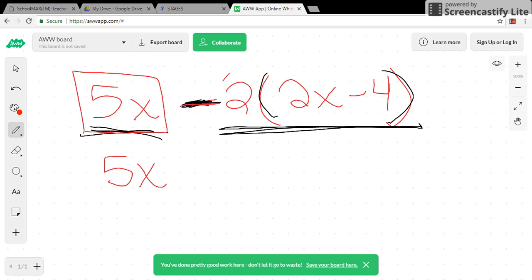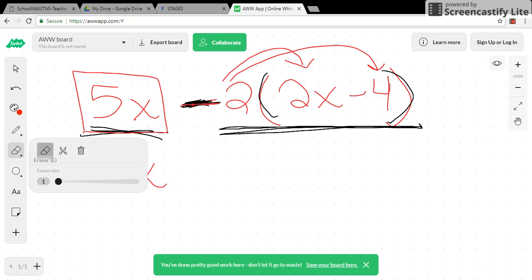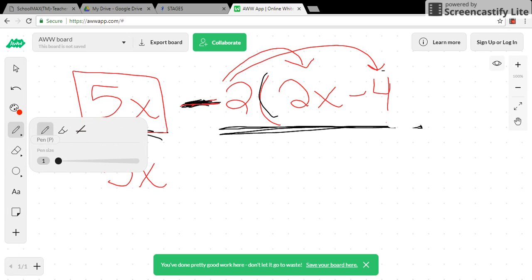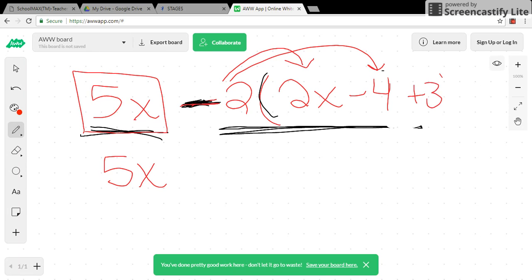And then we need to distribute this minus 2 to everything that's inside the parentheses. It would also be the same case if we had not 2, but let's say we had 3 numbers inside those parentheses. This minus 2 would have to get distributed to everything that's inside the parentheses that it's next to.